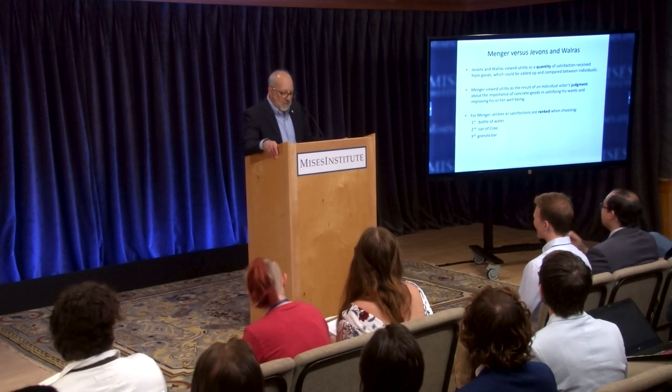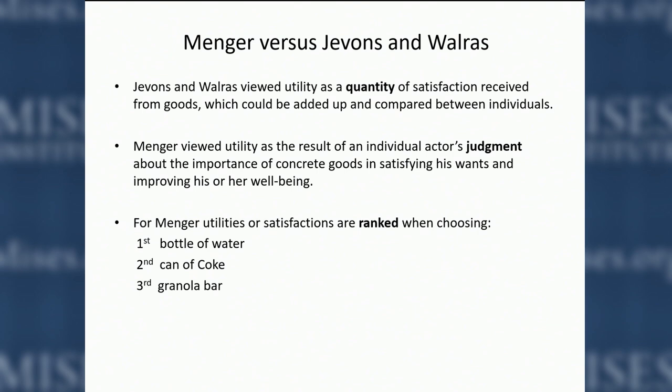So Jevons and Walras thought that utility, which you can, for the time being, think of as satisfaction, the satisfaction that an individual achieves from consuming a good, they treated it as if it were a quantity that could be added, subtracted, multiplied. They treated it in mathematical terms. But Menger completely avoided that and treated it as the result of an actor's judgment about how important a good was to his or her wants.